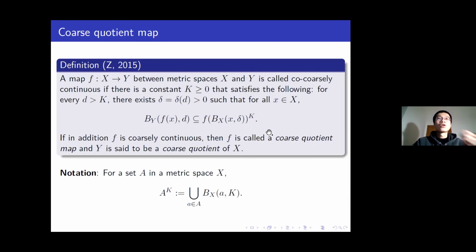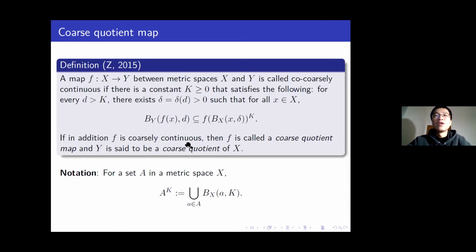Okay, and then the coarse quotient map, the definition of this coarse quotient map is a bit tricky. We say that f is co-coarsely continuous if there is a constant k, non-negative, so that for every distance larger than k, there exists a delta again.